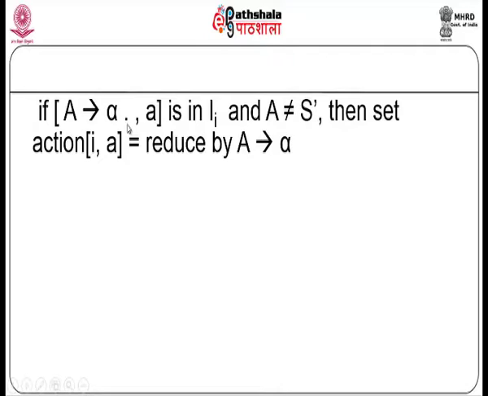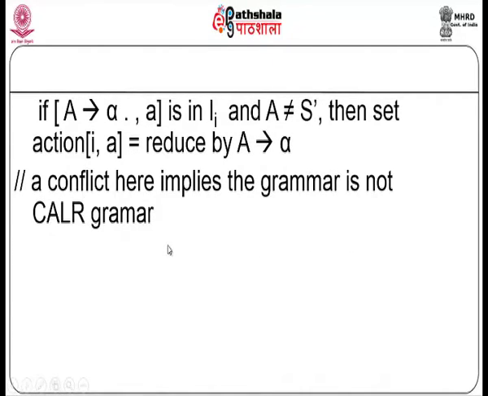If I have a production item with a dot at the end, in that item number Ii, where A is not equal to S dash, that is, it should not be the augmented production, then you set the action i comma a is equal to reduce by A produces alpha. If this a has multiple symbols, as in our example C slash D, at the intersection of i comma C and i comma D, I add the entry reduce by A produces alpha. And a conflict here implies that the grammar is not a canonical LR grammar. So if it has a conflict, then I cannot handle it at all. That is what you are trying to look at here.